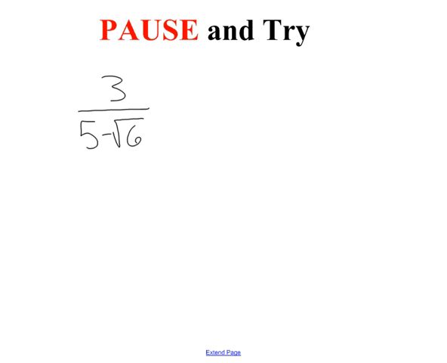Pause and try 3 over 5 minus root 6. This simplifies to 15 plus 3 root 6 over 19.